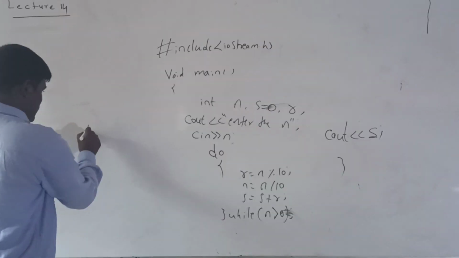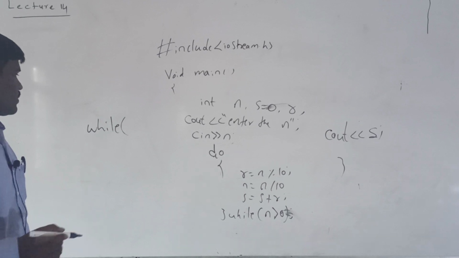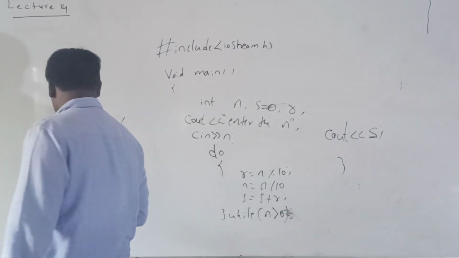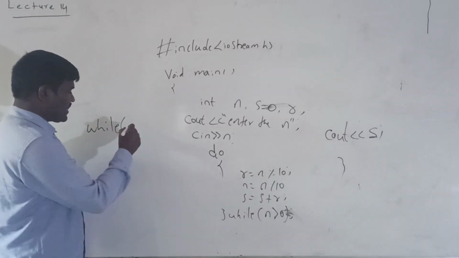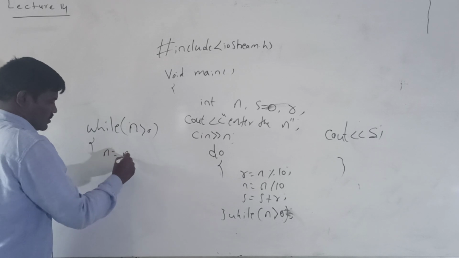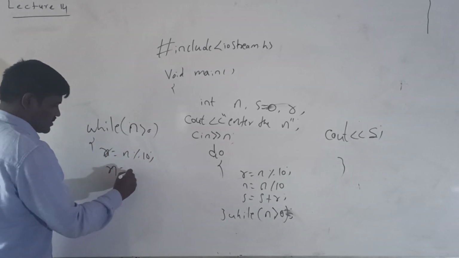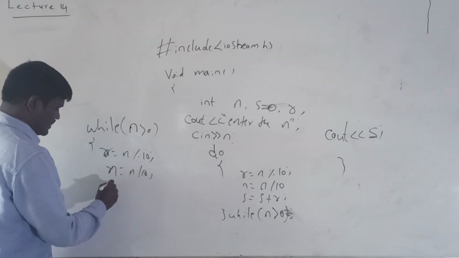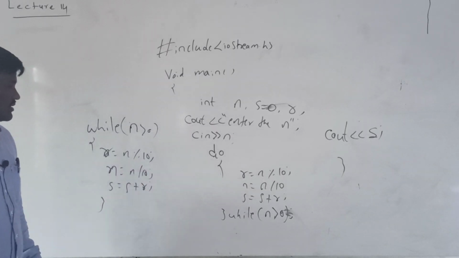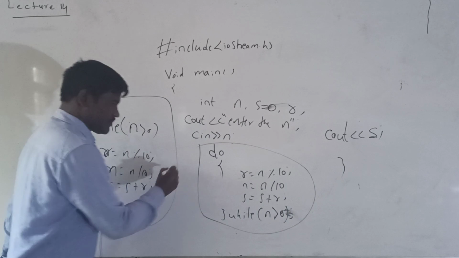So in the while you have to write like this. I will write here for the while. In the while example, we have to write like this. Here, see here, while n is greater than 0, r is equal to n mod 10, and n is equal to n divided by 10, and s is equal to s plus r. See here the difference, this is the while and this is the do while.